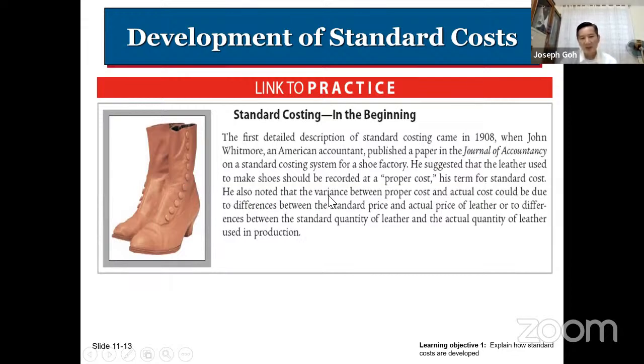He also noted that the variance between proper cost, that is actually a standard cost, and actual cost could be due to differences between the standard price and actual price of the dollar, or to differences between the standard quantity. That means in this summary, he says it could be due to the price we use to produce the shoe. Maybe it's the price we purchase the material, or maybe it's the quantity we use to purchase this material. At the time he only emphasized the price of the material. He hadn't really gone into studying the labor yet. That's how it first came about.